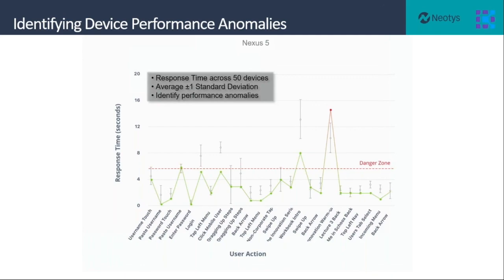Where is that specific Nexus 5 most problematic? You can see on this one that at the innovation warm-up step, it's taking 15 seconds to respond. It's well above the standard deviation, and at this point, users are going to get quite frustrated with your application. So being able to identify and isolate not just general performance anomalies in your application, but response time anomalies on specific devices, because each device and operating system is going to behave differently.